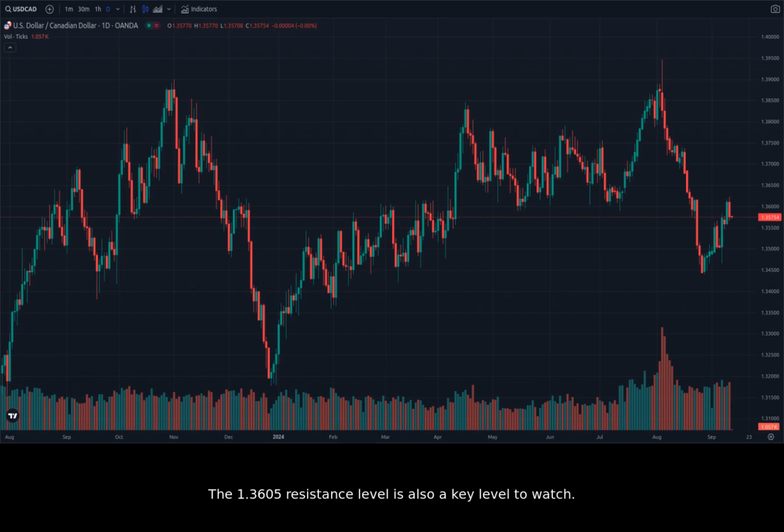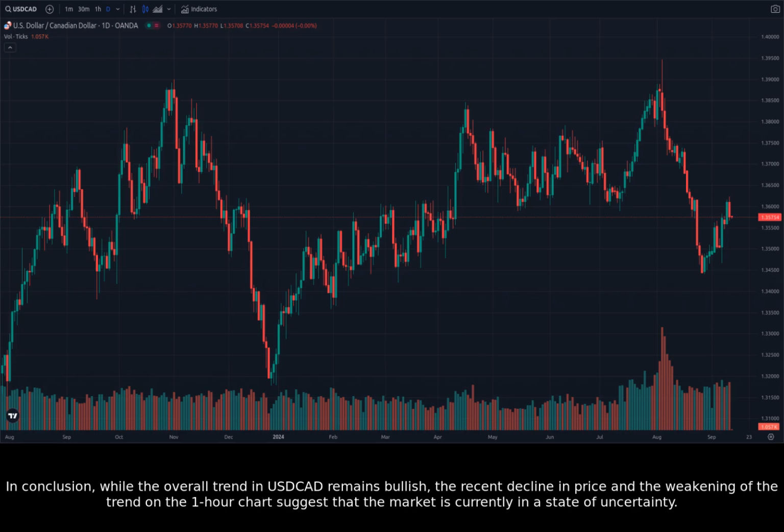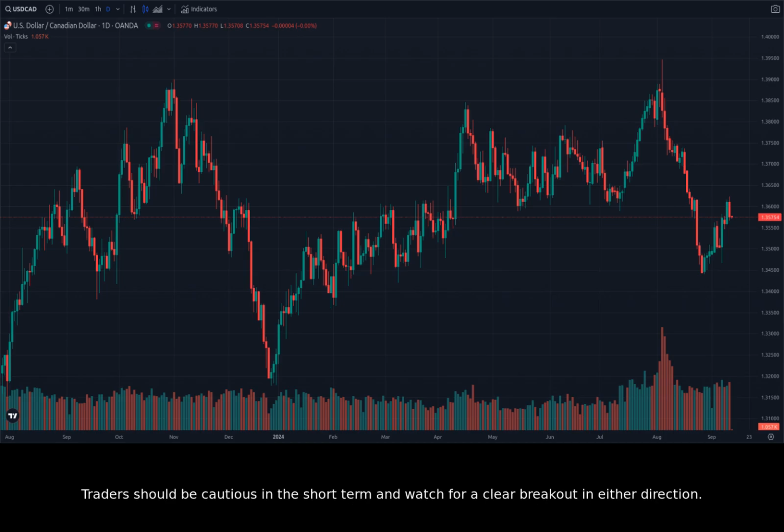The 1.3605 resistance level is also a key level to watch. A break above this level would confirm a bullish breakout. In conclusion, while the overall trend in USDCAD remains bullish, the recent decline in price and the weakening of the trend on the 1-hour chart suggest that the market is currently in a state of uncertainty. Traders should be cautious in the short term and watch for a clear breakout in either direction.